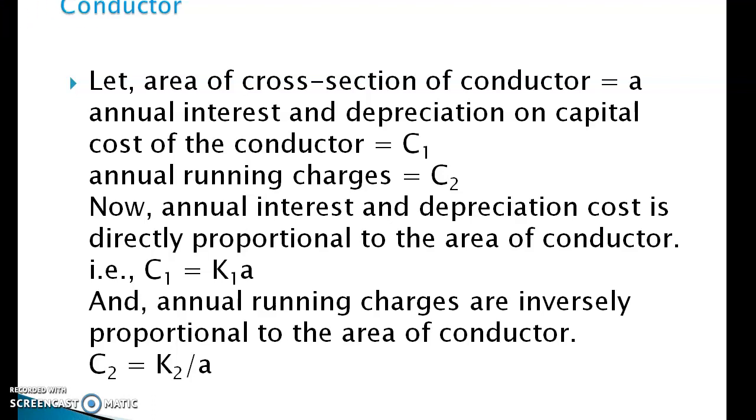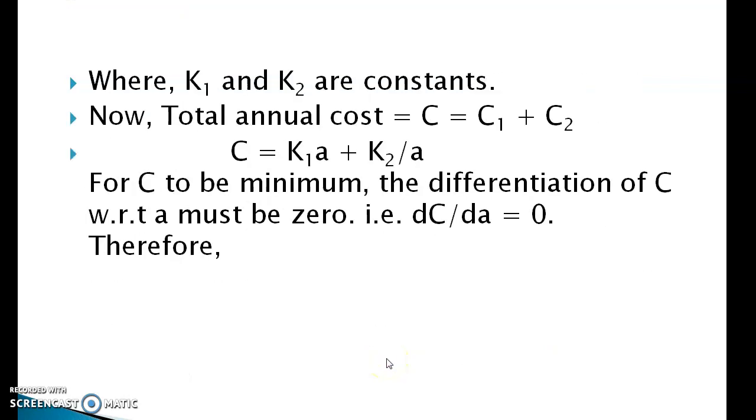Kelvin's law for finding the economic size of a conductor. Let the area of cross section of a conductor be A, the annual interest and depreciation on capital cost of the conductor be C1, and the annual running charges be C2. Annual interest and depreciation cost is directly proportional to the area of the conductor, that is C1 is equal to K1 into A, and annual running charges are inversely proportional to the area, C2 is equal to K2 by A, where K1 and K2 are constants.